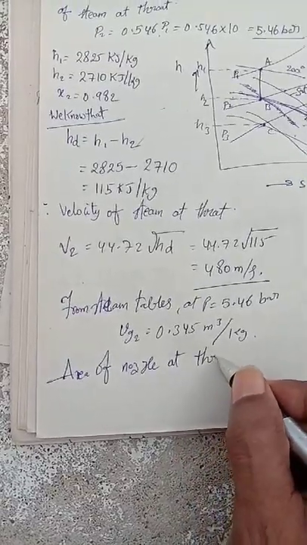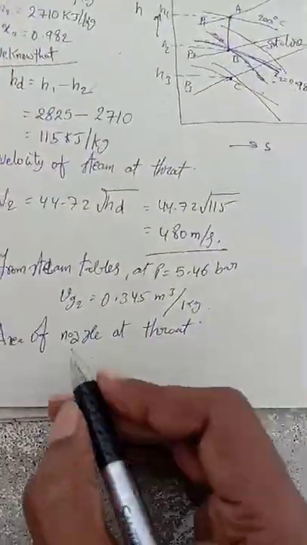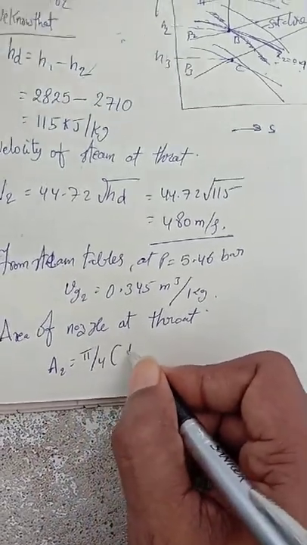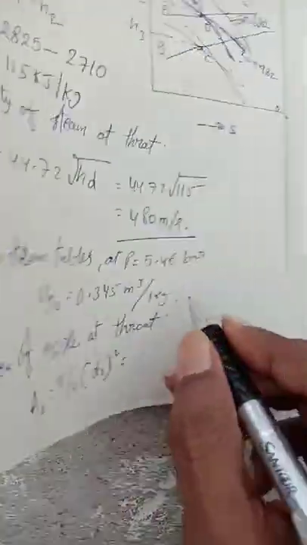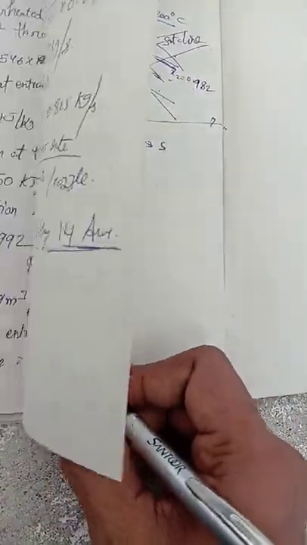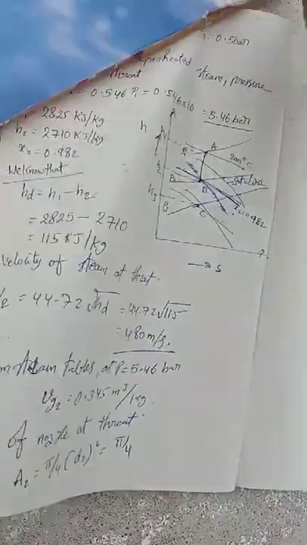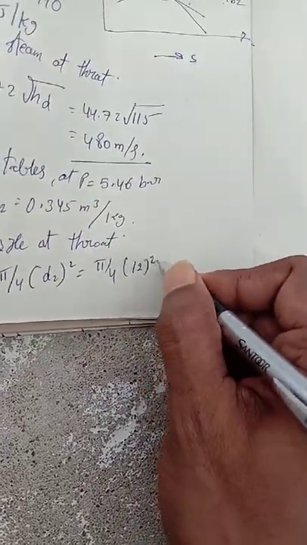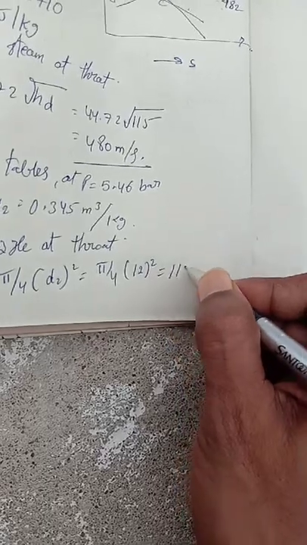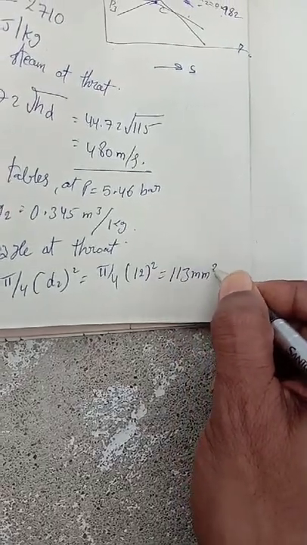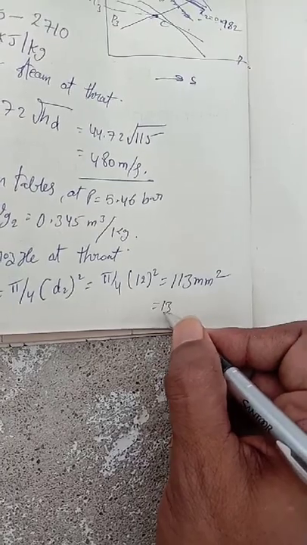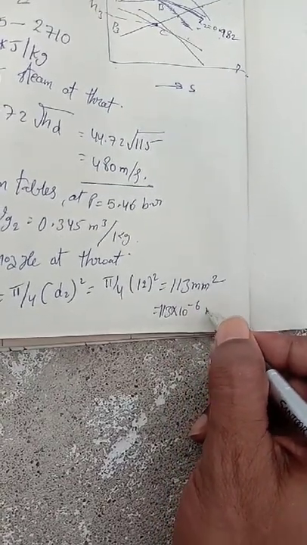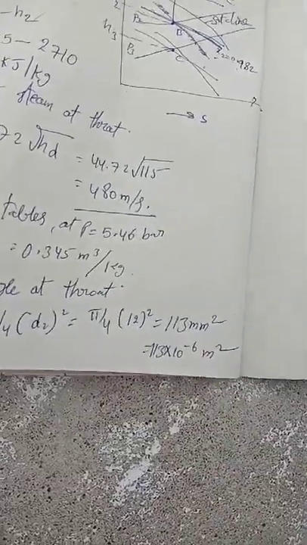Okay, and now we go for the area, to find the area of the nozzle at throat. So A2 is equal to pi by 4 d2 whole square. Now pi by 4, d2 is given, so then you can solve this, we get the area. We converted into meters, 10 to the power of minus 6 meters square.